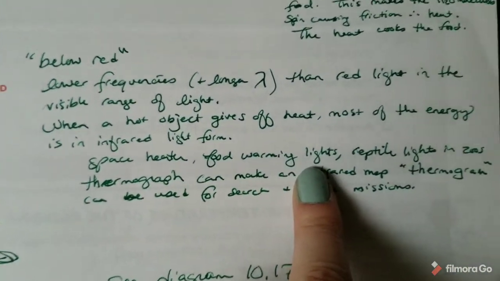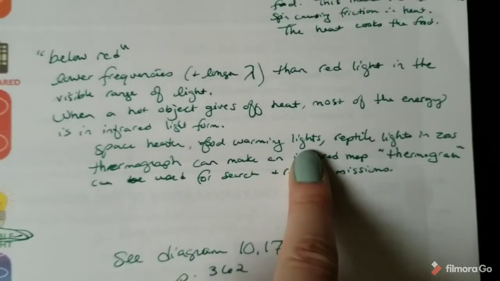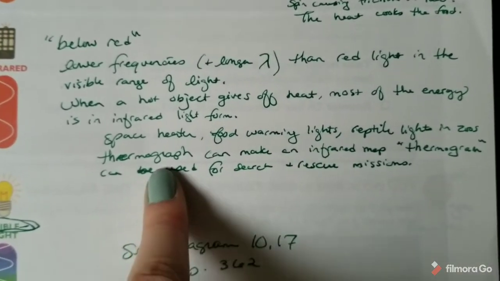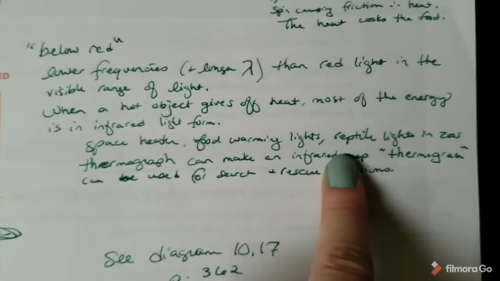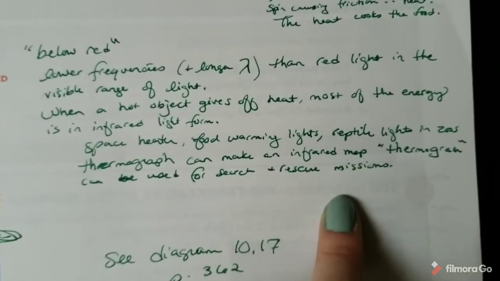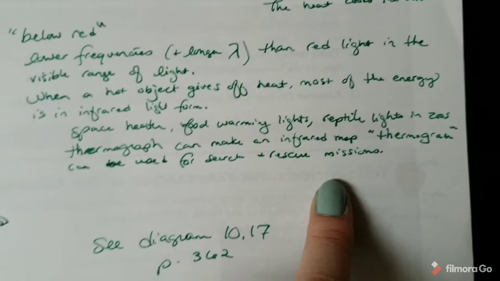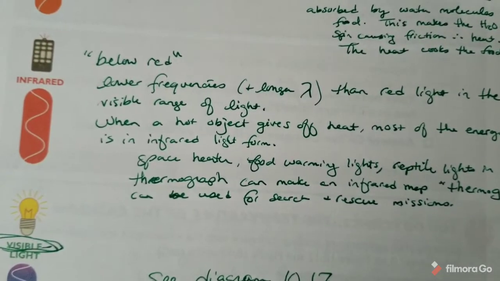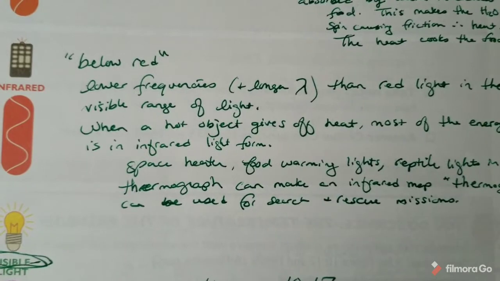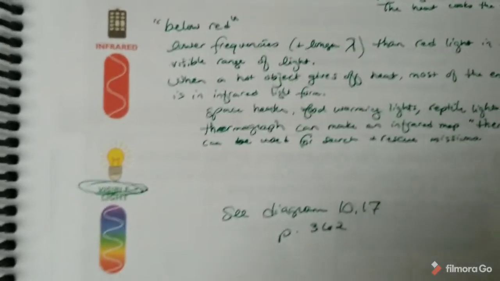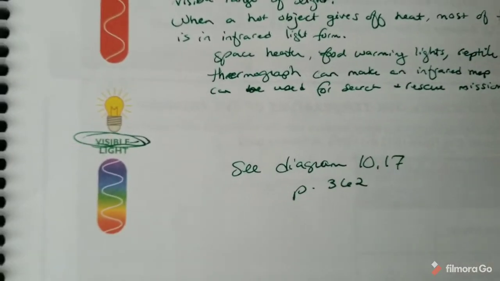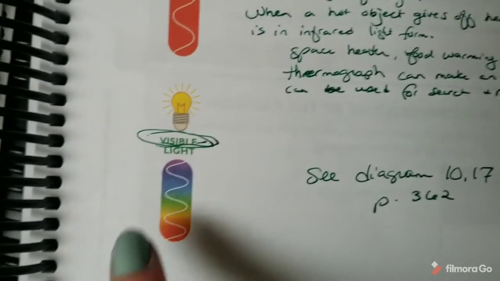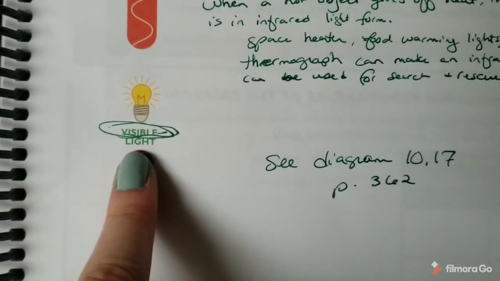Food warming lights at restaurants, reptile lights in zoos. A thermograph can make an infrared map. And thermographs can be used to search for, like for search and rescue missions. And those really creepy movies that look like they're gonna hunt you down in the dark. Anyways, we don't watch those.